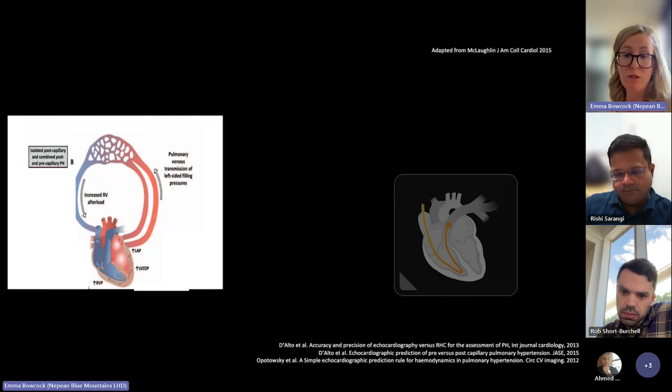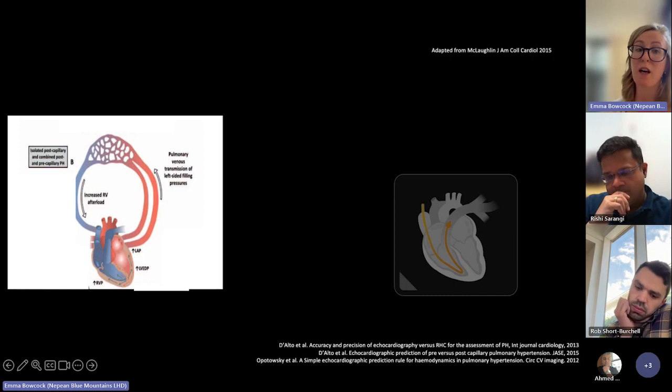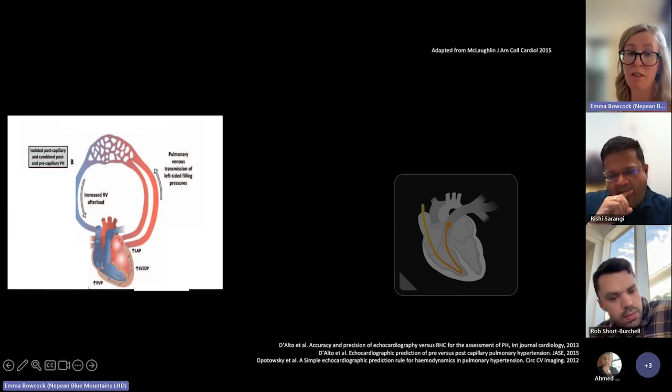I'd love to talk about this in more detail, but we'll have another session on pulmonary hypertension because it's a lot to cram into one. But essentially, you can have raised pulmonary pressures, right? Because you've got passive transmission from your elevated left-sided filling pressures, or post-capillary pulmonary hypertension. So your LAP coming back, transmitting to your RV.